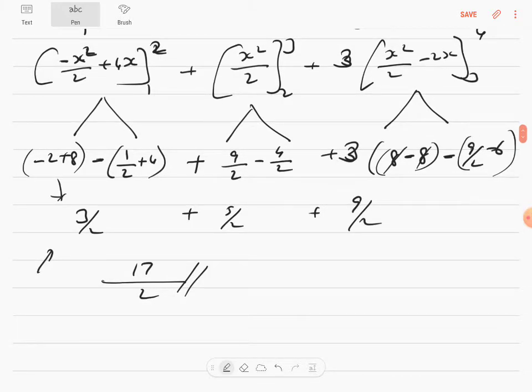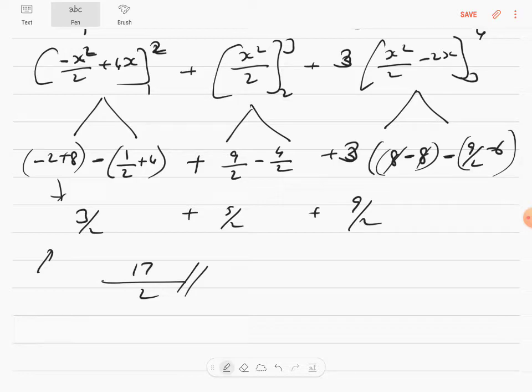Chapter 7, miscellaneous. Which sum is this? Sum number 33. The answer is 19 by 2. What is the mistake? 8, 8 to 16, 17. That is, it's 19 by 2. So what is the mistake I've made here?